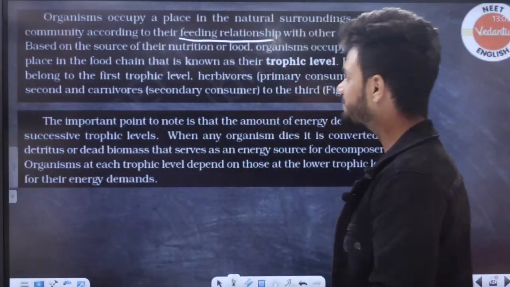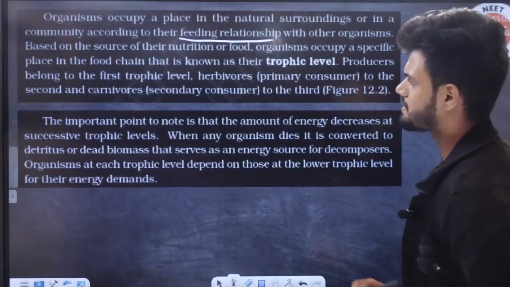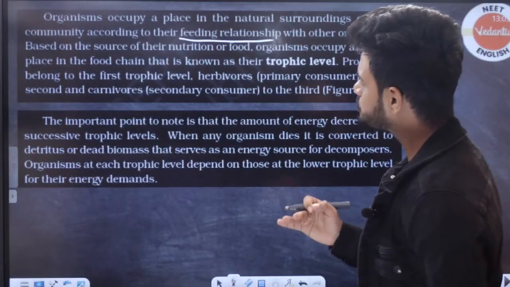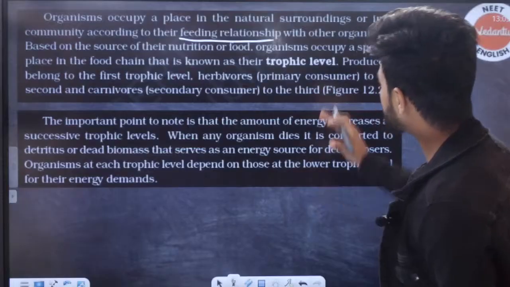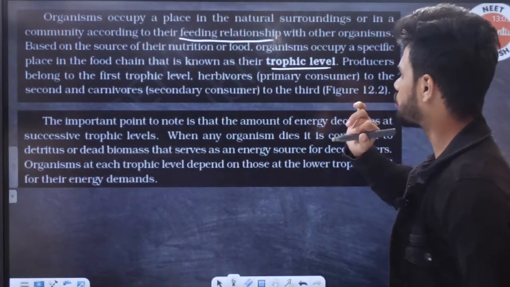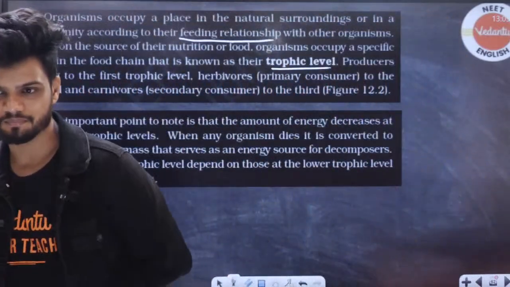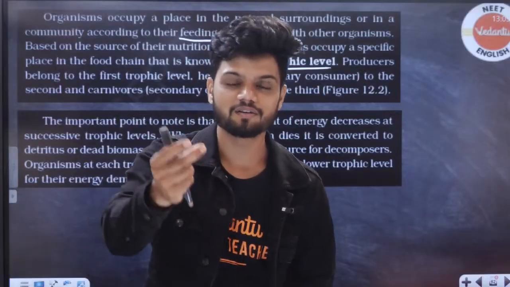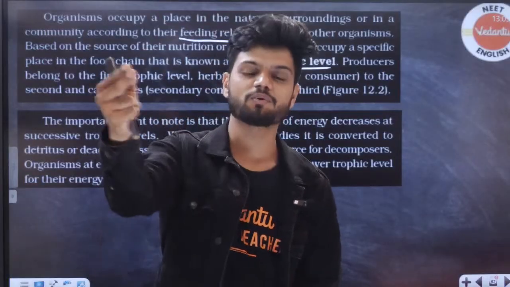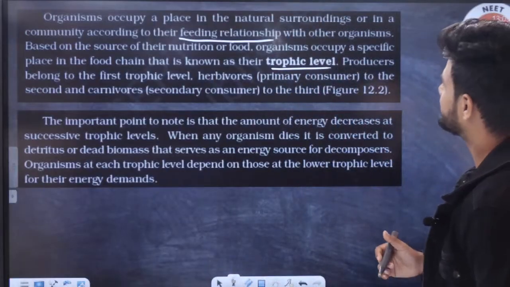Right? So here also the same thing happens: feeding relationships with other organisms. Based on the source of these nutrients or the food, organisms occupy a specific place in the food chain that is called the trophic level. Like first bencher, middle bencher, last bencher. That is called your trophic level. Which bencher are you is a trophic level. Okay. Before lunch, I know.